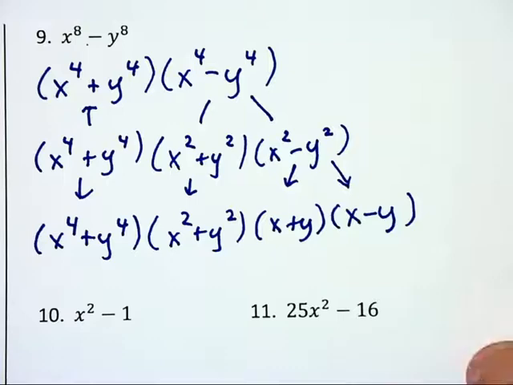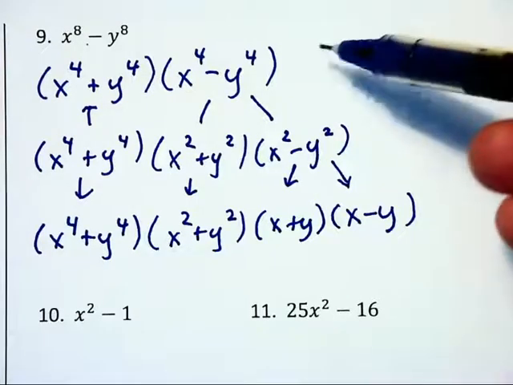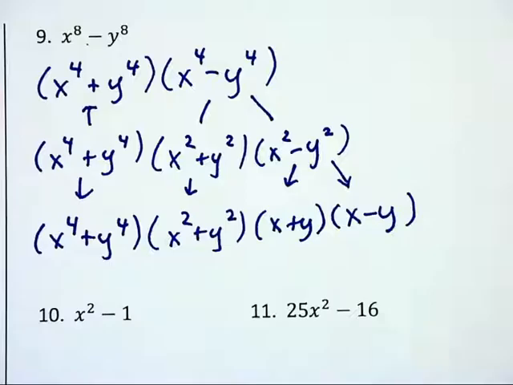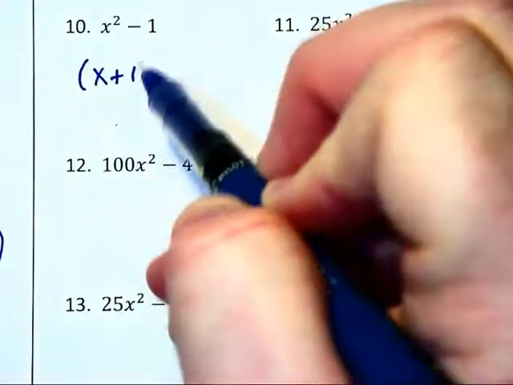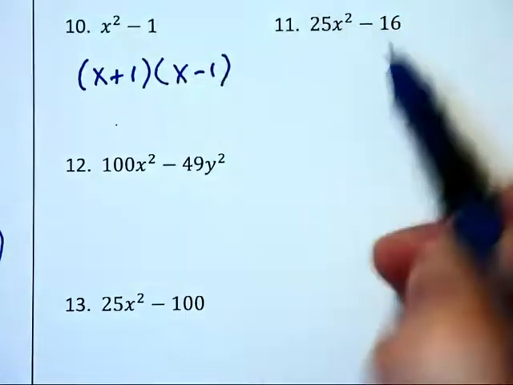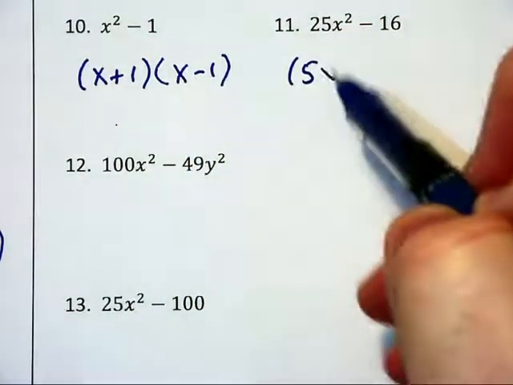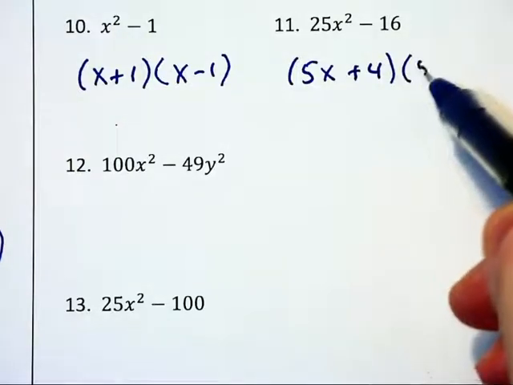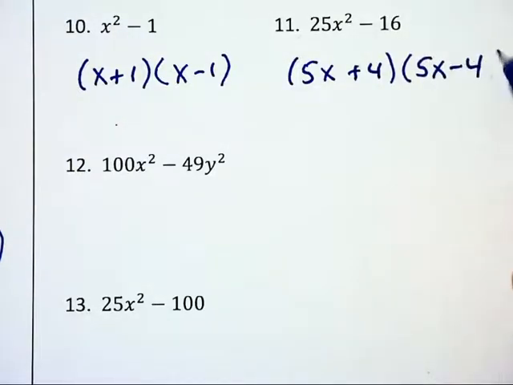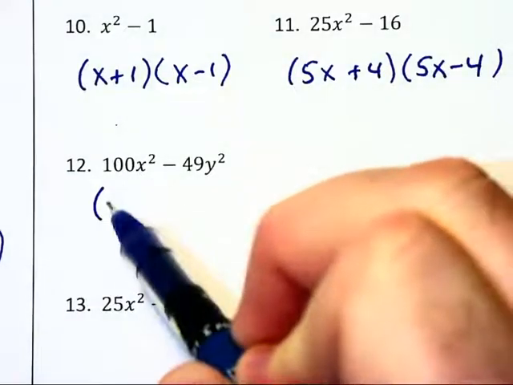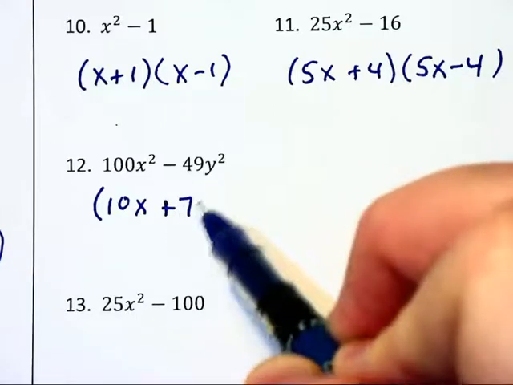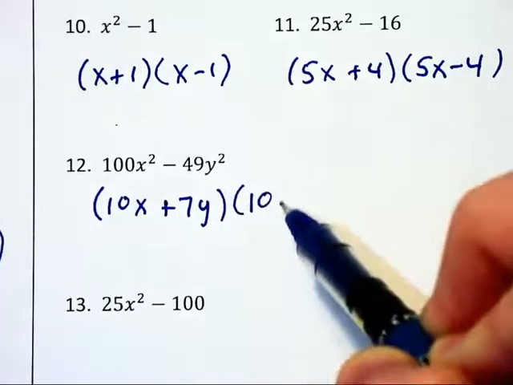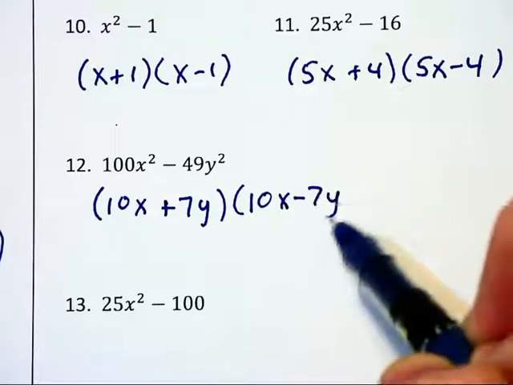Okay, I know that's a lot of work, but it's really the same process being repeated over and over again. For number 10, the numbers are rather easy. We just have x plus 1 times x minus 1. For number 11, 5x plus 4 times 5x minus 4. A plain old difference of two squares, no trick involved. In number 12, again, square root the 100 to a 10x, square root the 49 to a plus 7y, and then multiply by the conjugate 10x minus 7y.